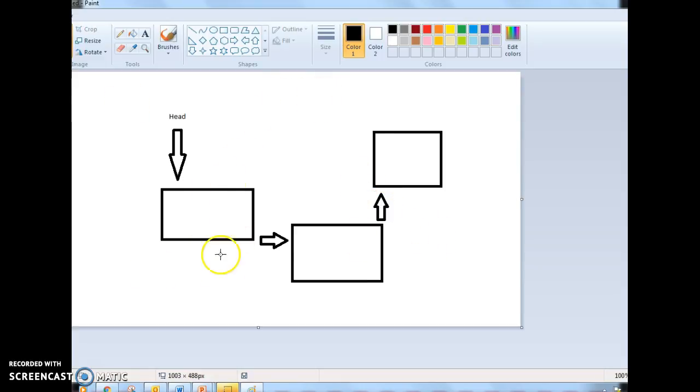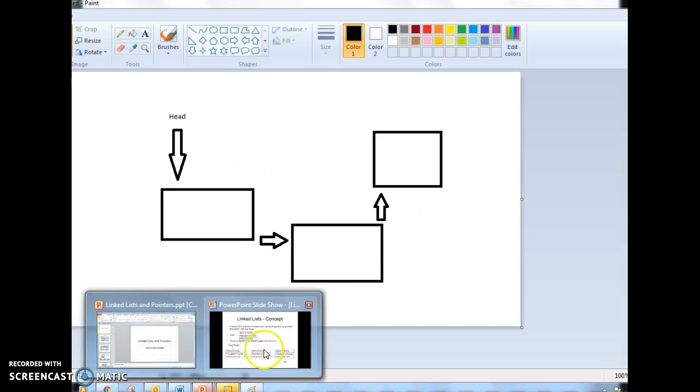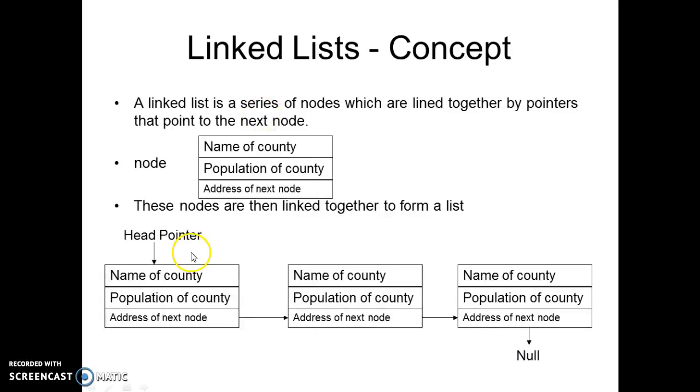And this can contain any amount of data. If I have a node of a user-defined type or an object that I've created, then that could contain more than one item. In our case, with our linked list concept, we have our head pointer that points to the county node. In the county node, we have our name, our population, and the address. So name, population, address, name, population, address, and then it ends at a null.